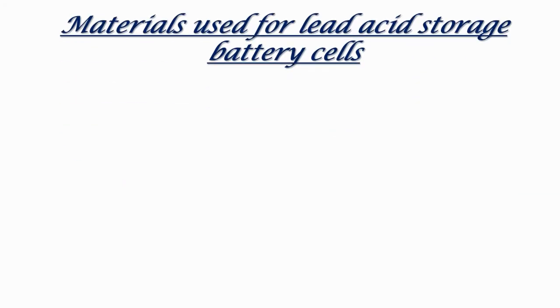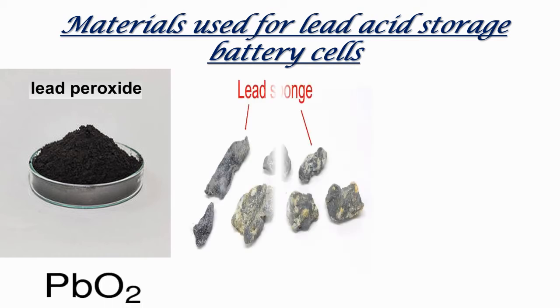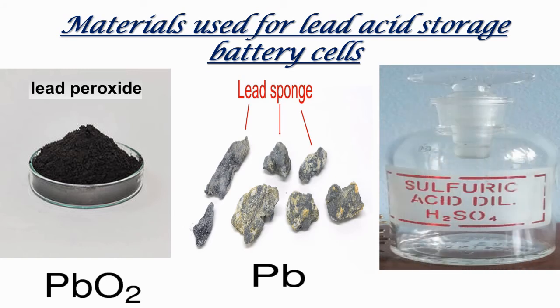Now let us study the materials used for lead acid storage battery cells. The active materials required to construct a lead acid battery are lead peroxide, the chemical formula for lead peroxide is PbO2; lead sponge, and the chemical formula for lead sponge is Pb; dilute sulfuric acid, and the chemical formula for sulfuric acid is H2SO4.